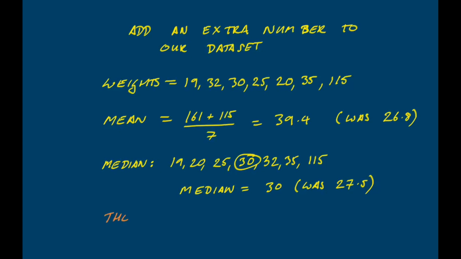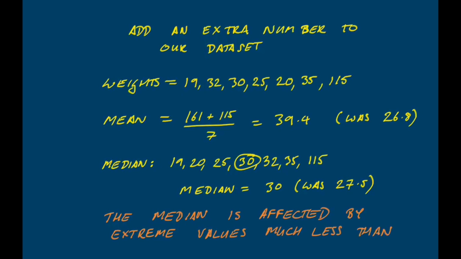So the take-home message from this, a really important point, is that the median is not affected to the same extent as the mean by extreme values in the data set. We would say the median is robust to extreme values, or that it's robust to outliers. We would say that the mean is sensitive to outliers.